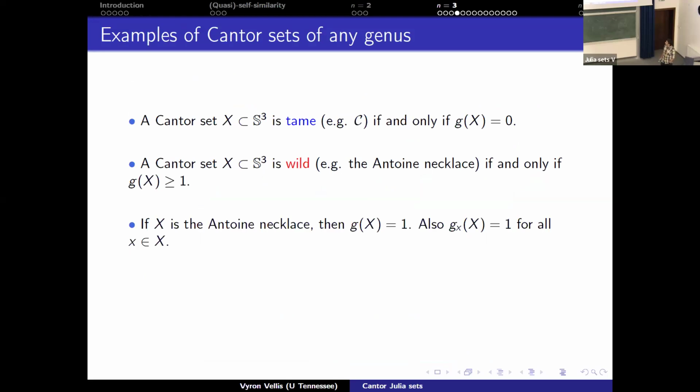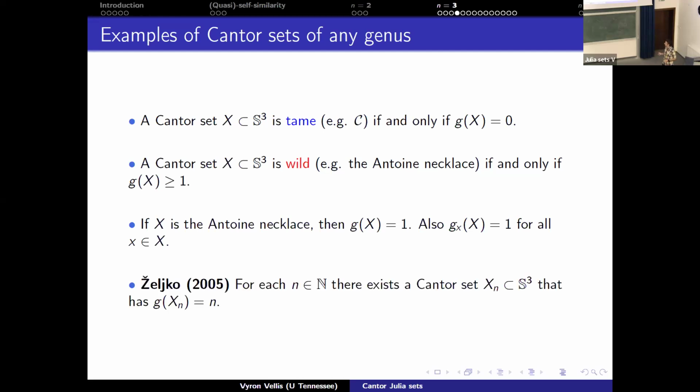The genus of the Antoine necklace is exactly 1. Why is that? Well, it's wild, so its genus is bigger or equal than 1. You can construct it with genus 1 objects, so its genus is less or equal than 1, so its genus is exactly 1. Now, constructing Cantor sets of higher genus is very challenging. And Zelko in his paper constructed for every n a Cantor set of genus n. So let me give you the construction for n equals 3, Zelko's construction.